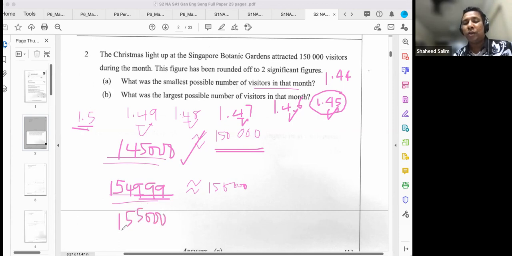This one, why? Two significant figures become 160,000. You plus one. So the biggest number is this. Two significant figures, look down here, you don't plus one. So it's 150,000 still. So this is the biggest number. This is the smallest number. Notice there's a range, 145,000 to 154,999. That's the range that will give you 150,000.